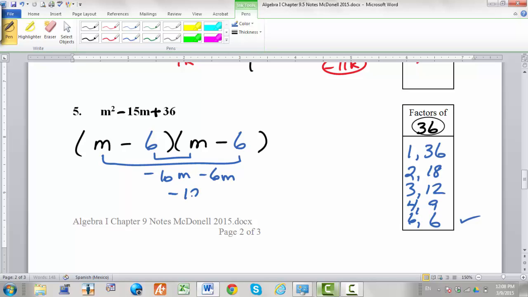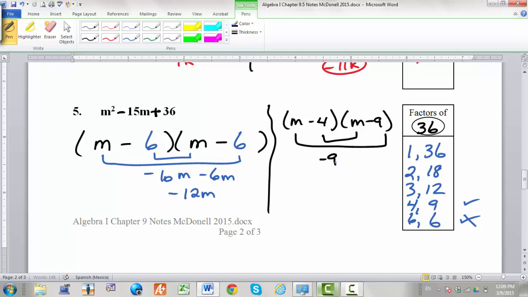That makes negative 12m. Unfortunately, that does not work. Let's try 4 and 9. For 4 and 9, we have m minus 4, m minus 9. Well, inside and outside here, negative 9m, negative 4m. That's negative 13m. Unfortunately, that doesn't work either.